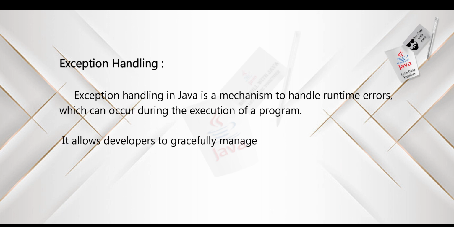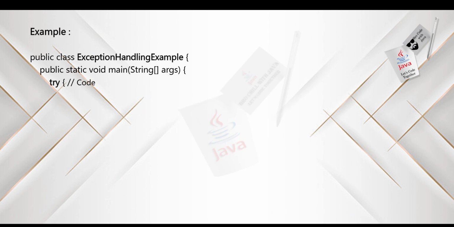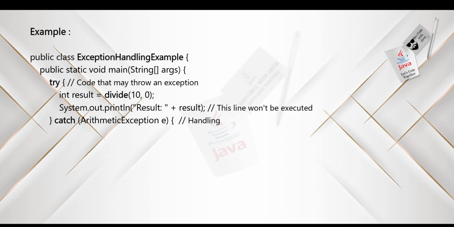Exception handling in Java is a mechanism to handle runtime errors, which can occur during the execution of a program. It allows developers to gracefully manage unexpected situations and prevent abrupt termination of the program.